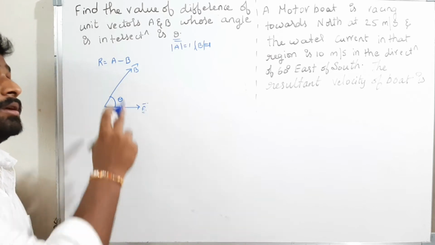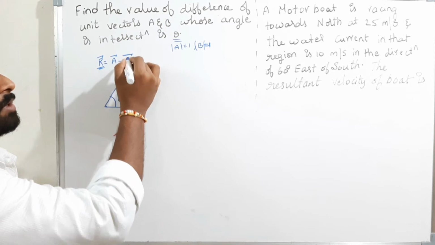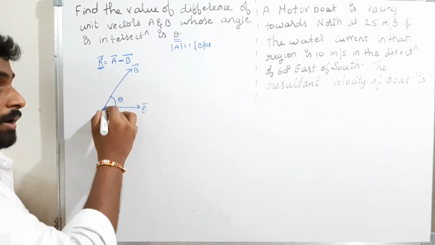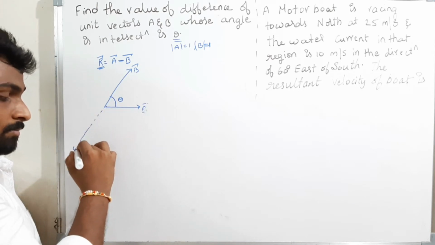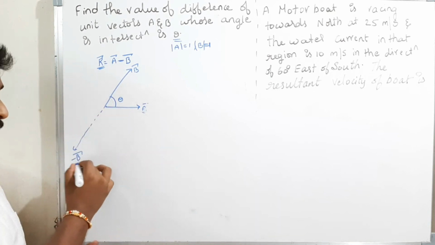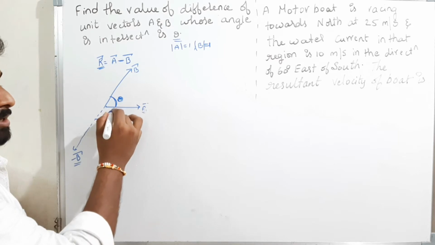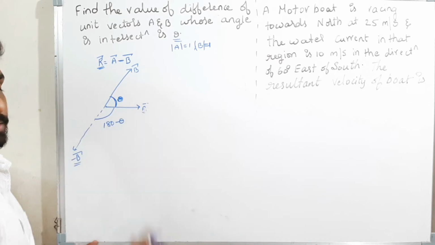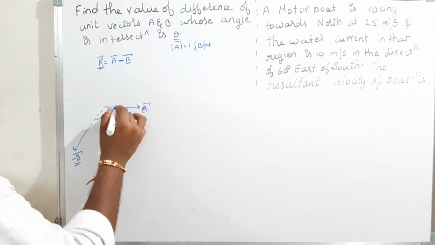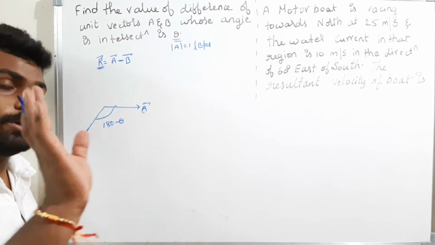Now they told us to find r. What is r? R is nothing but a bar minus b bar. Minus means I have to reverse one of the vectors. Therefore I am reversing the b vector, so this is minus b bar. If this is b bar, opposite to this will be minus b bar. And if this angle is theta, then the opposite angle is 180 minus theta. Therefore, this is a diagram. Well and good. Now they want to find r bar.